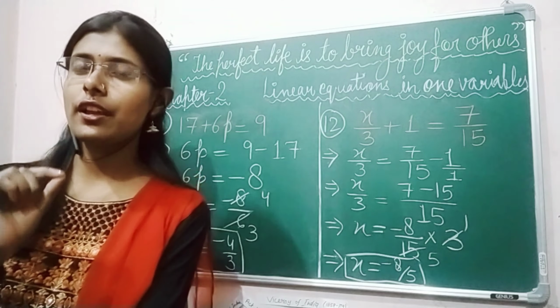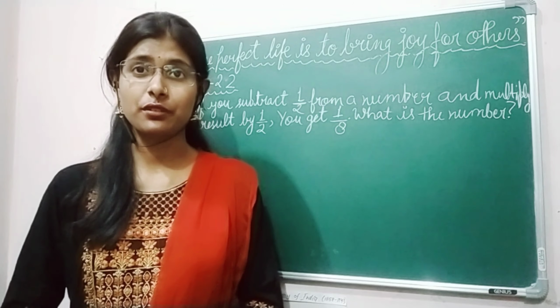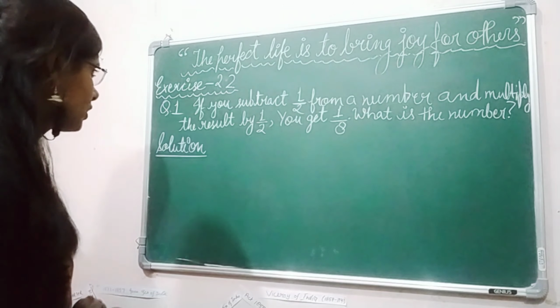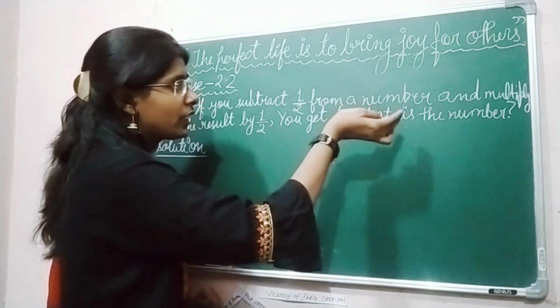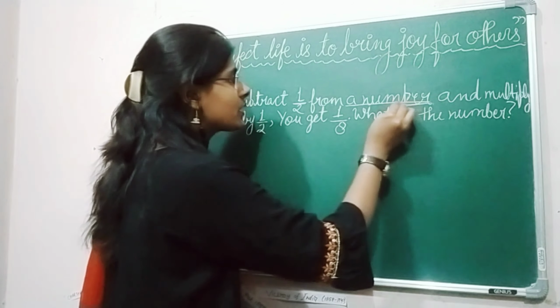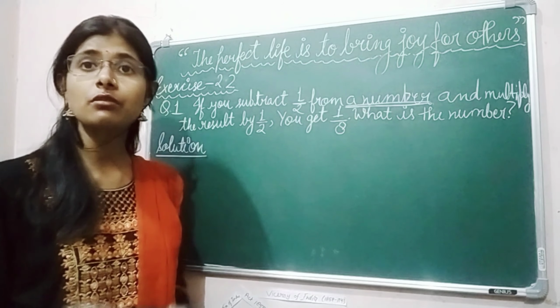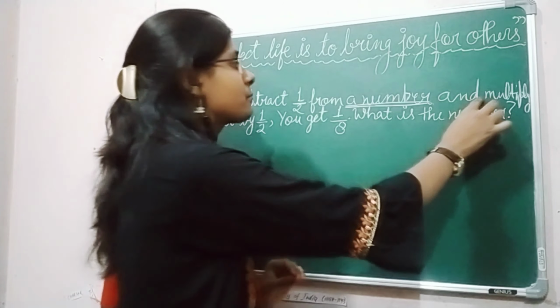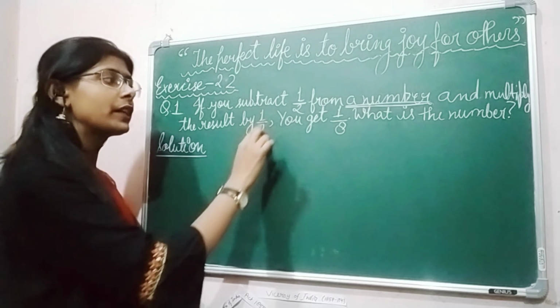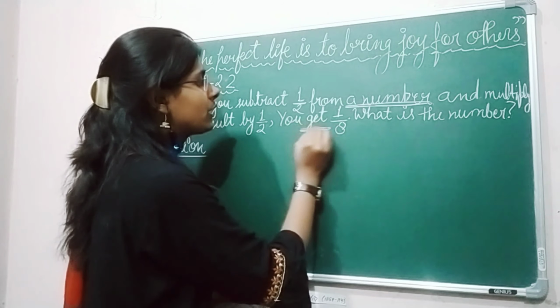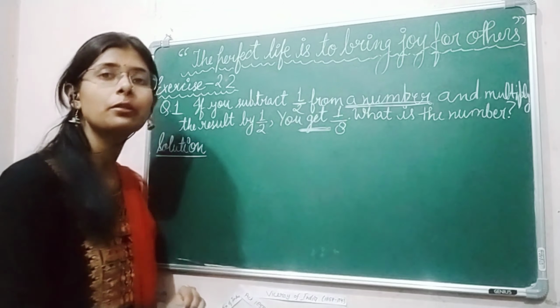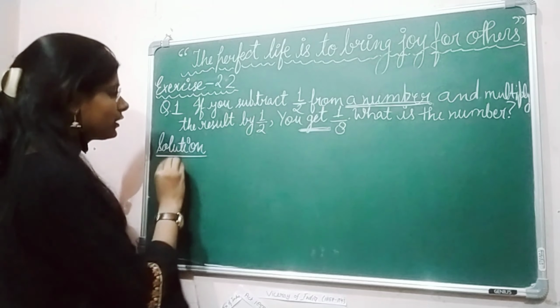Okay students, so let's start with exercise 2.2, and here you need to deal with some word problems. They are very easy if you understand the demand of the question. So let's start with the first question of it, which is, if you subtract 1 by 2 from a number, have you seen this a number word? This a number tells you that you have to assume a variable here, okay? And multiply the result by 1 by 2, okay, you get 1 upon 8. If you are getting, you get, you will get, or some sort of word, you will use equal sign at this place. So let's start with the solution.